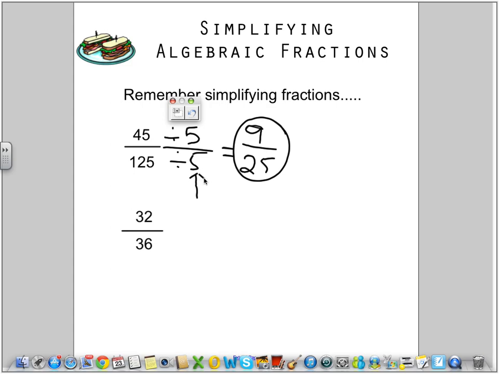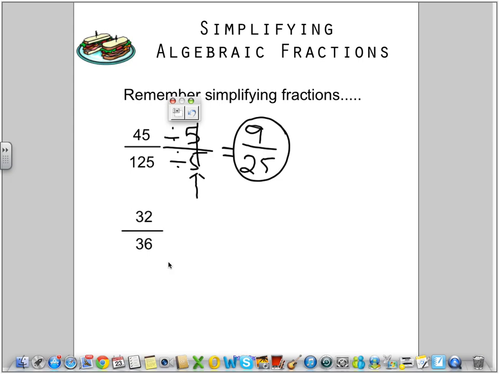When you divide top and bottom both by 5, it's the same as dividing the whole fraction by 1, because 5 over 5 is the same thing as 1. So you haven't really changed 45 over 125 because you just divided by 1, but you have reduced it into a much nicer format, 9 over 25. So now I'm going to do the same with 32 over 36.